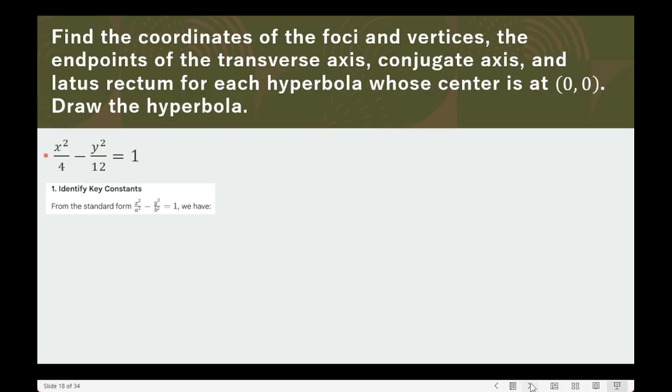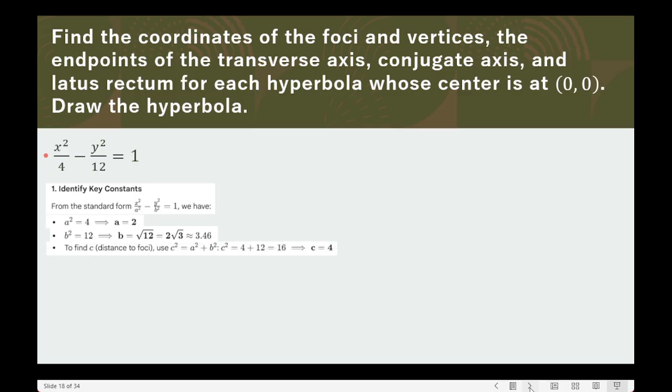For our solution, first we identify the key constants. From the standard form, x squared over a squared minus y squared over b squared equals 1, we have the following information. Here, a squared is equal to 4, so it follows that a equals 2. b squared, on the other hand, is equal to 12, so it follows that b is equal to 2 square root of 3, or approximately 3.46.